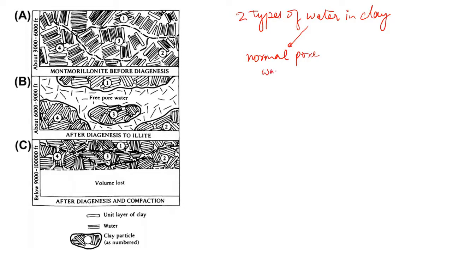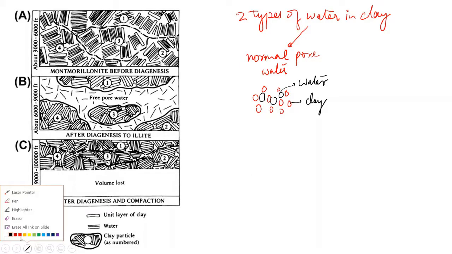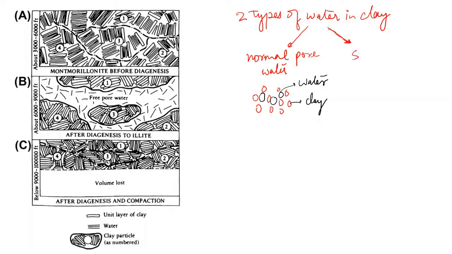Normal pore water. If these are the clay particles, which are loose, then within these pores they may have water molecules like this. So this is water in the pores, and these are the clay particles. The second one is called structured water, which is there in the lattice of the clay minerals.